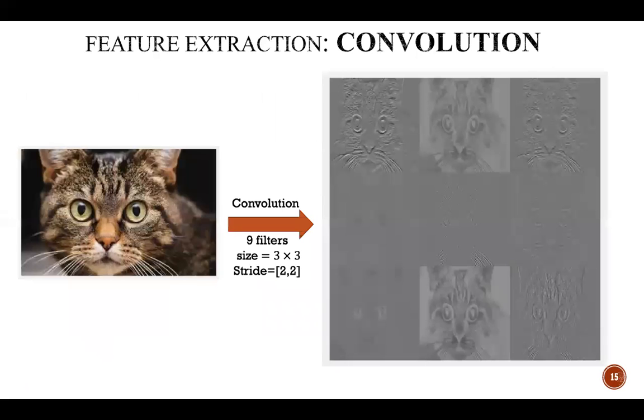Now, what do we get when we apply convolution to my input image? Say that I have applied convolution onto this image. Say I have 9 filters, the size of my filters is 3 by 3, and the stride is 2 by 2. The feature maps you get look something like that. You see that different filters extract different information from the input image.